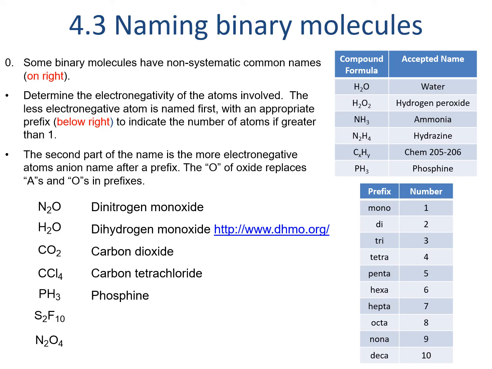PH3 is phosphine, a common name that's worth memorizing from the top right. S2F10 is disulfur decafluoride, and N2O4 is dinitrogen tetroxide.